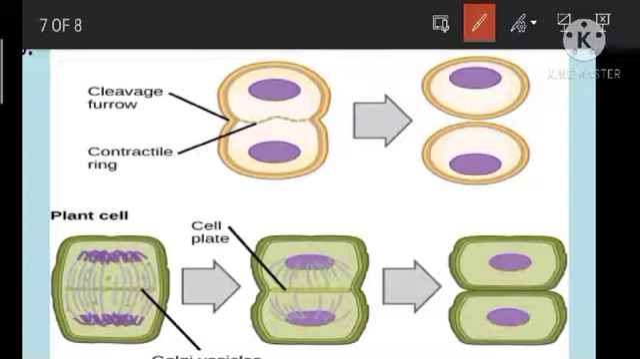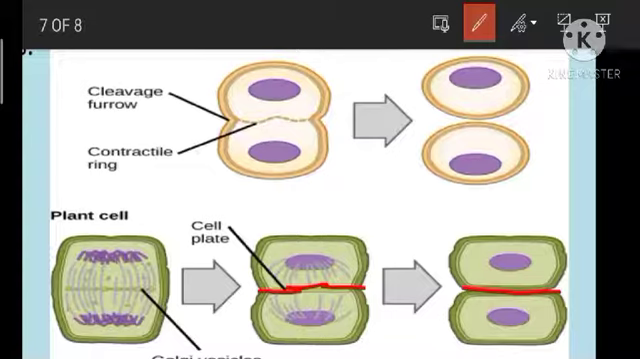It is formed by the accumulation of vesicles formed from the dictyosomes, which contain pectin, cellulose, hemicellulose, etc. So they all will get deposited in the center of the cell. Then it will be deepening towards the peripheral region, and thus it separates or divides the single cell into two daughter cells. Okay, so this cell plate will later develop into the middle lamella.